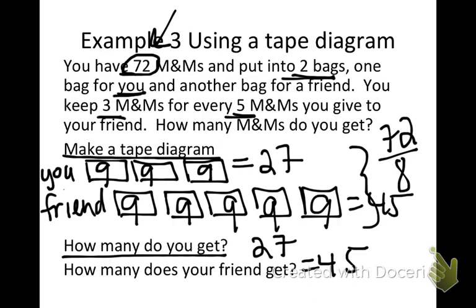Now, to make sure we did this correctly, 45 plus 27 should equal 72. So I should be able to do a little side math over here. And notice that it does equal 72. So I did do this correctly.